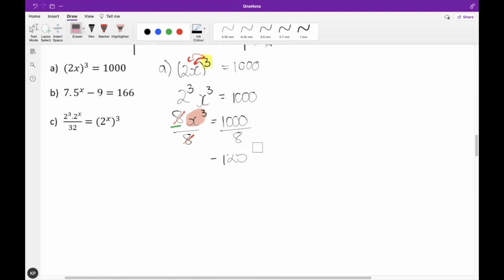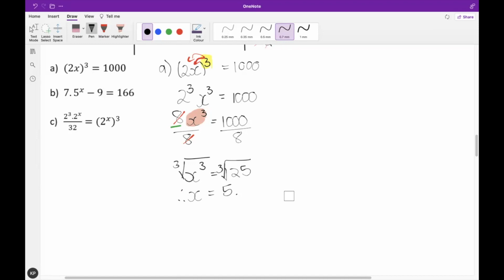That means I shouldn't have written this so close, to make space for my cube root. I'm going to cube root this side and this side. Do I need the plus minus in this case? No, we don't. There's only one solution for this one. So we cube root both sides. Therefore x is equal to the cube root of 125. That would give us 5.